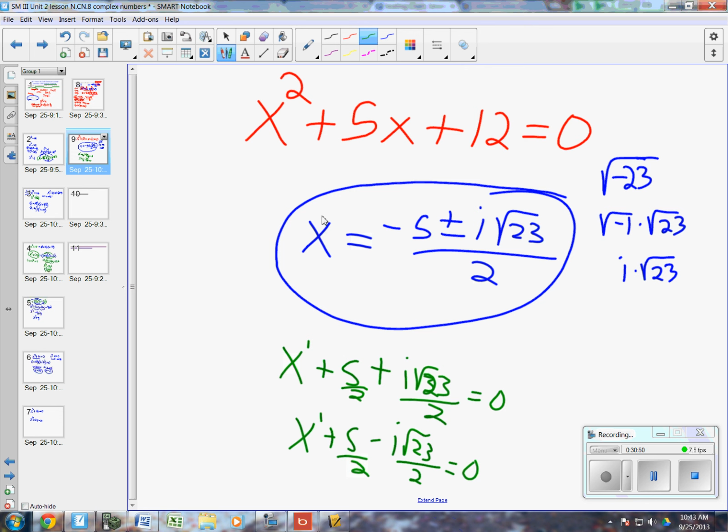Trevor. Yeah, you could, this would be 2x plus 5 plus i root 23. So if we want to write the 2 factors, that's probably what we do. Times both sides of each of these equations by 2. So we'd get 2x plus 5 minus i root 23.